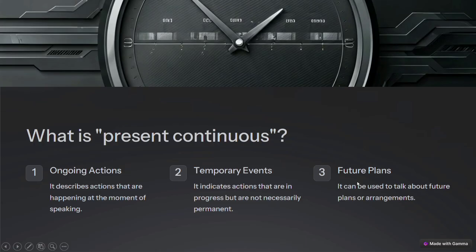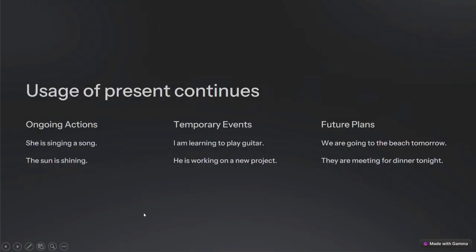Number three, future plans. It can be used to talk about future plans or arrangements. For example, I'm going on a trip tomorrow, or I'm going abroad next week, or you're going to school next Sunday. These are some examples for future plans. And there are a few examples too in the next slides.